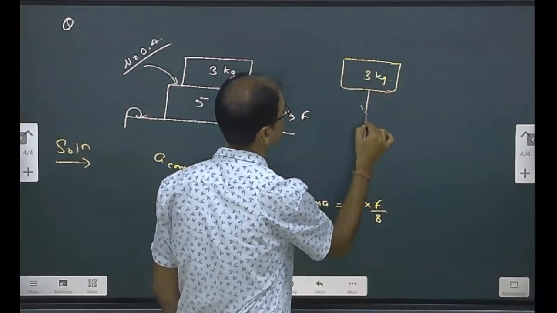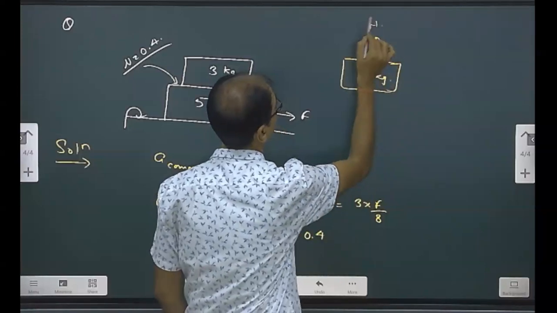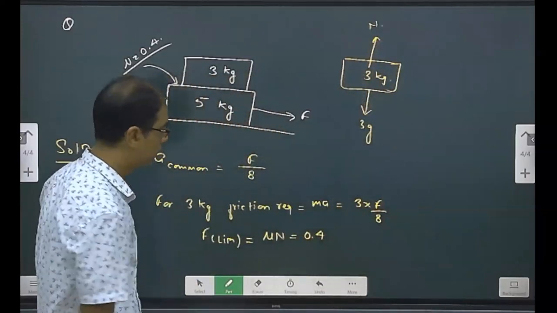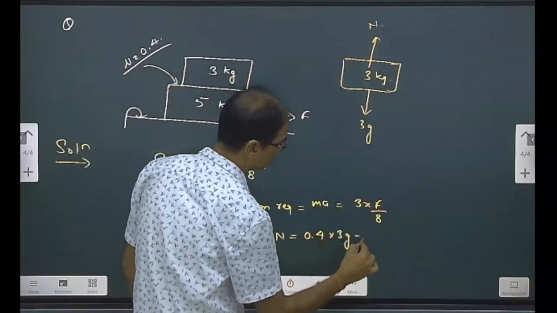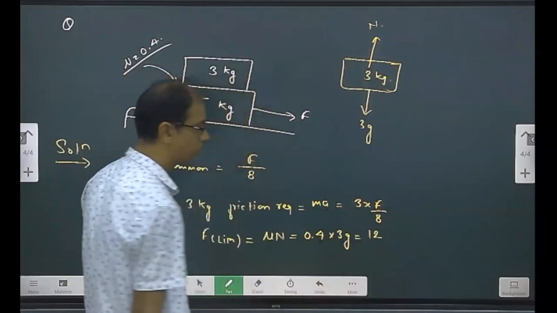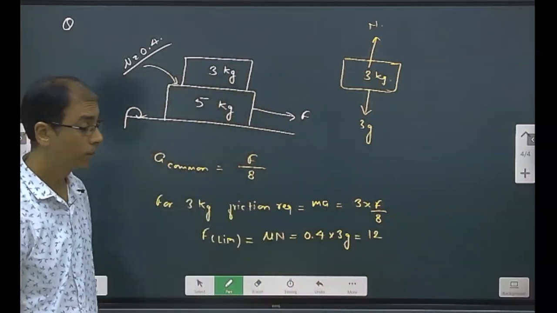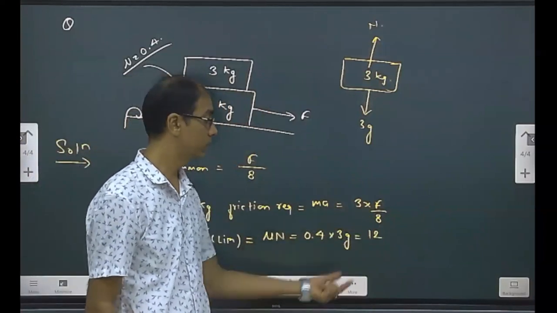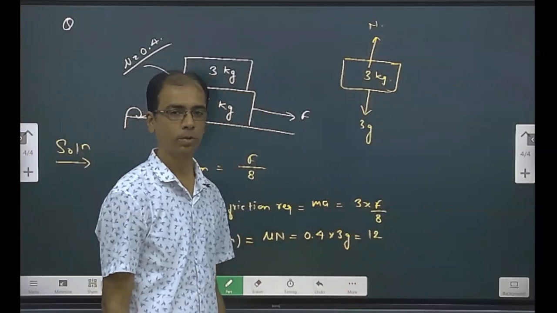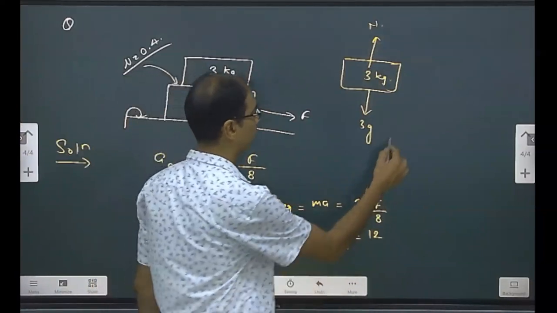So here is 3g, and there is n. So n is 3g. So we are putting 3g is equal to 12. Now, if this required force is less or equal to this, then both will move together. We know this. Okay, that is the condition.